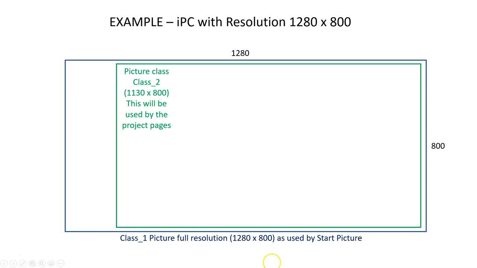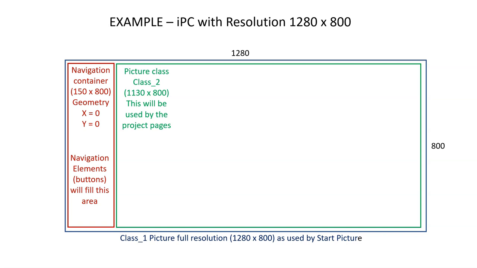We'll then create a second picture class which will be 1130 by 800, and this will be used by the project pages, so this will be displaying your text and graphical data relating to your project.